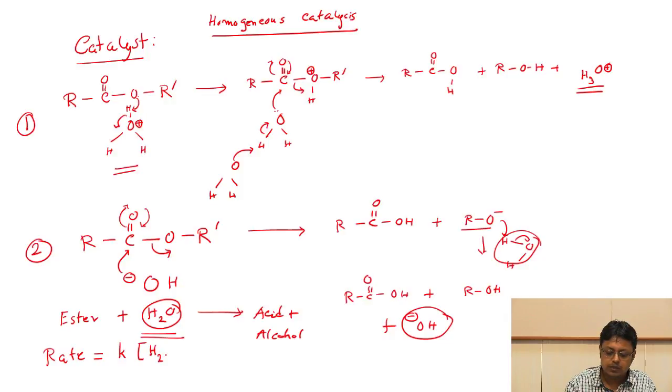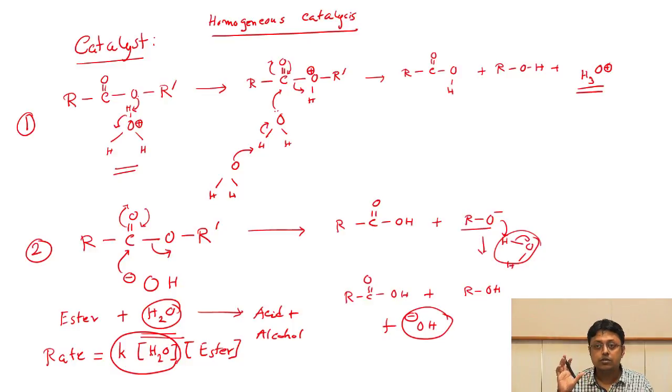so it will be something like this times the ester, the observed rate law. However, water is present in very large excess, because when you do this experiment you put a lot of water here. So the concentration of water doesn't change much, which means it is almost constant. It is actually a second order reaction, but it looks like a first order reaction, which only depends on the concentration of the ester.